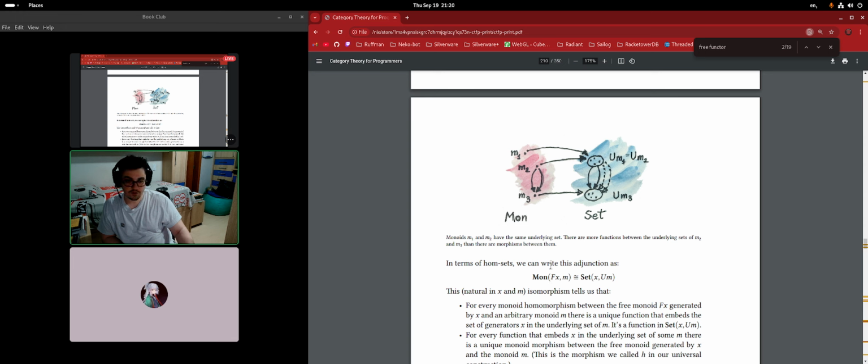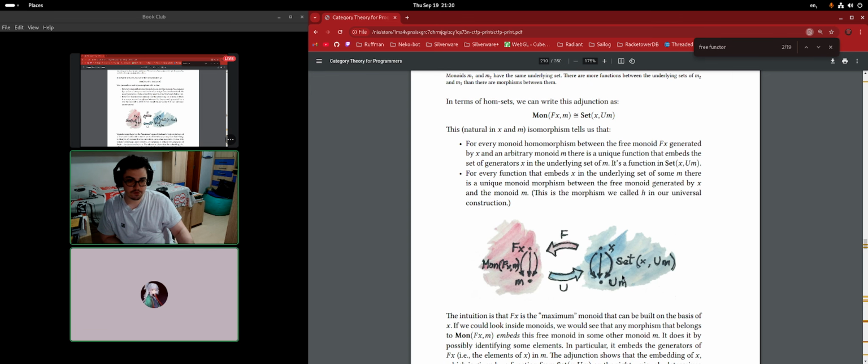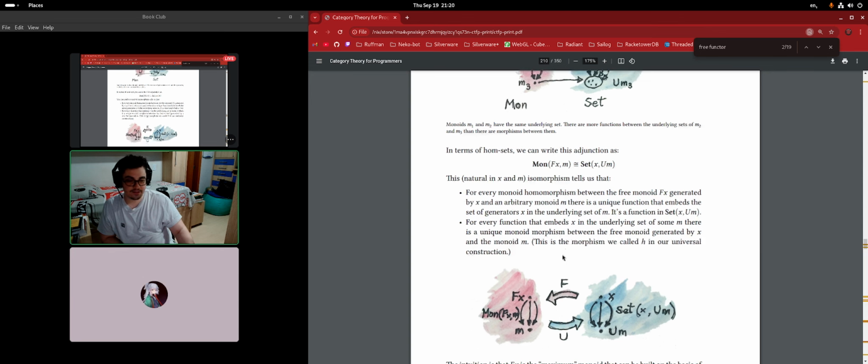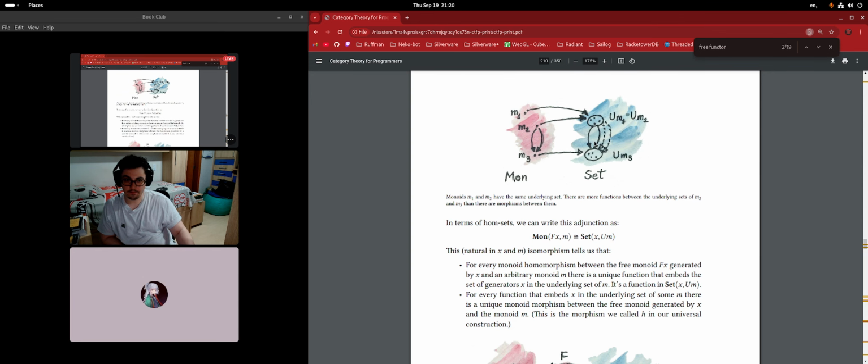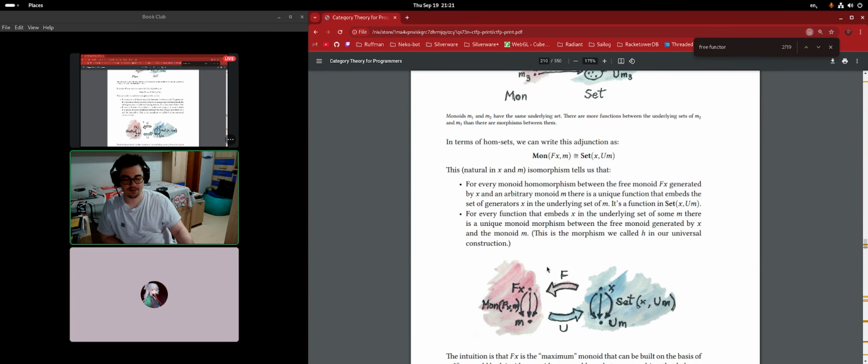In terms of hom-sets, we can write this adjunction as, right? So this is the hom-set of morphisms between the object F X and M, and this is the hom-set from the Set category between the object X and U M. Where F and U are functors. So this is kind of what we are talking about. I think this image is way better than this one, by the way. I was reading it like this and I was kind of lost, and then when I scrolled down and saw this, I said, ah, okay, I see.